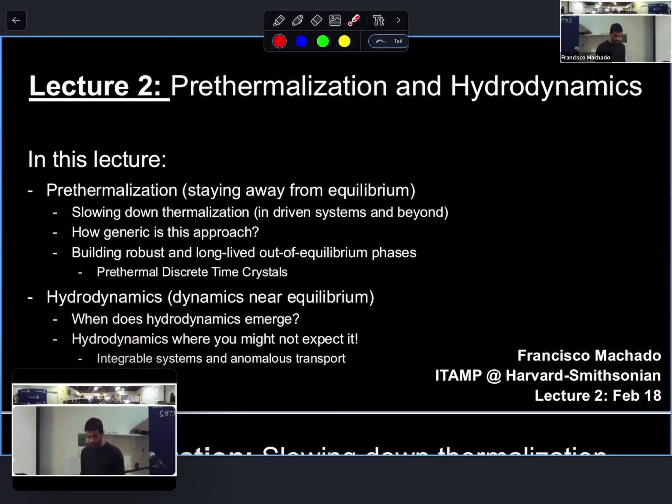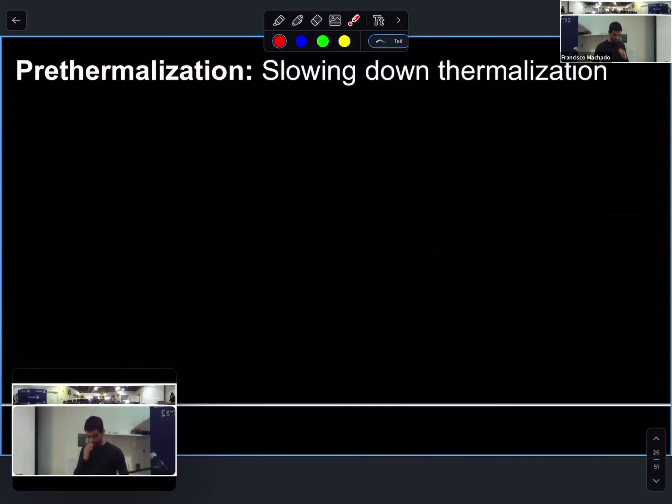And finally, I'll talk not about dynamics away from equilibrium, but dynamics near equilibrium, which is how we understand the motion and the propagation of conserved quantities, and how that can affect some interesting observables in our system. In particular, how in a hydrodynamic, integrable model, we can see something that looks like Kardar-Parisi-Zhang universality, but it's not quite that. Okay? So prethermalization, slowing down thermalization.